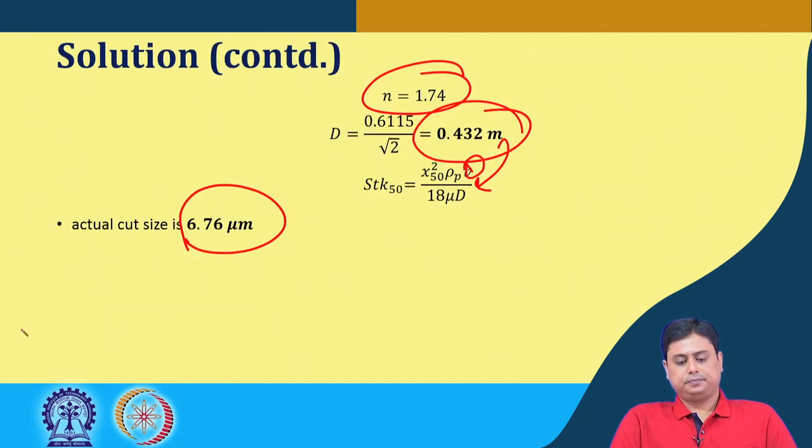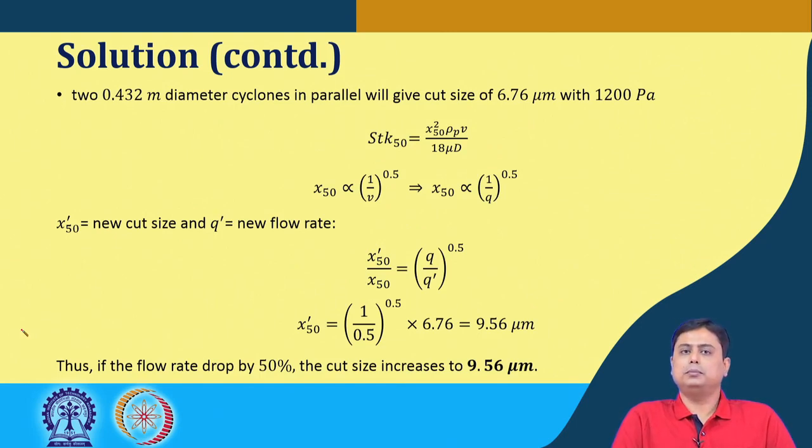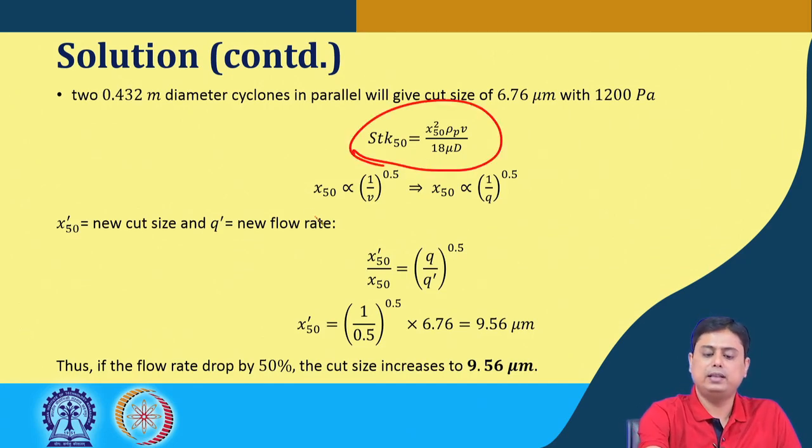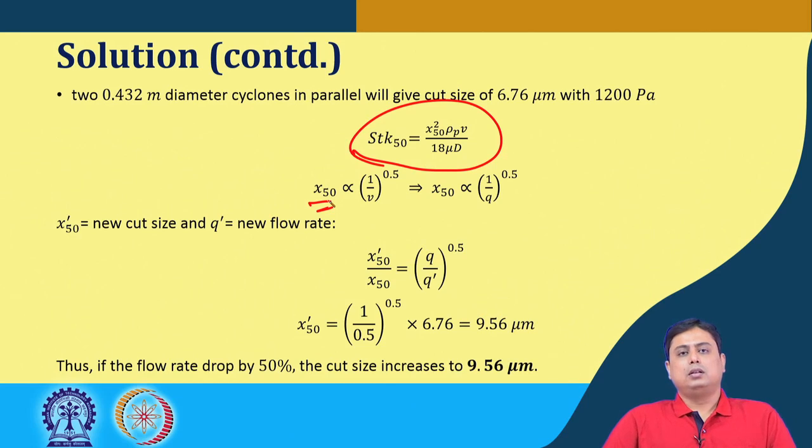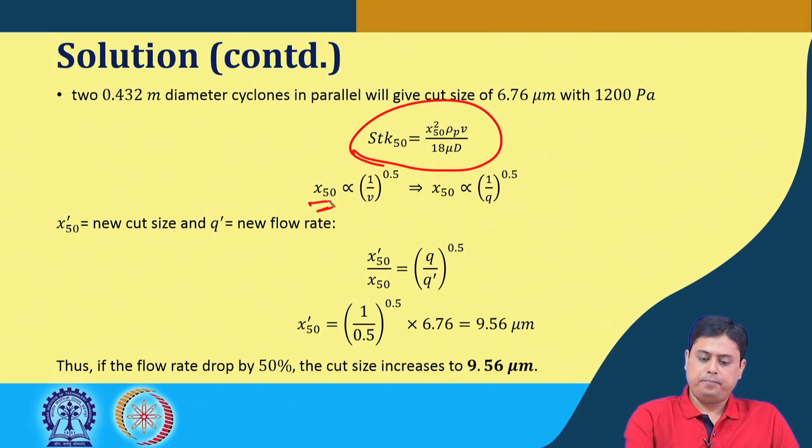So, for this part, if you look at the Stokes number, the expression we now know very well, x50 is proportional to 1 by square root of v, which is the characteristic velocity. This velocity and flow rate are proportional, which means the cut size is proportional to the square root of q, which is the flow rate in each cyclone. Now say x prime 50 is the new cut size and q prime is the new flow rate, then we can write this expression easily based on this proportionality.